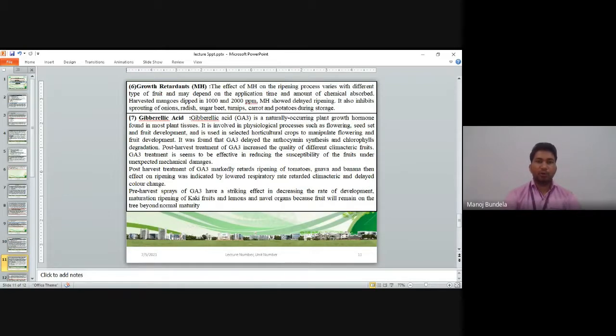Next is growth retardants, maleic hydrazide. The effect of maleic hydrazide on the ripening process varies with the different types of fruits and may depend on the application time and amount of chemical used.